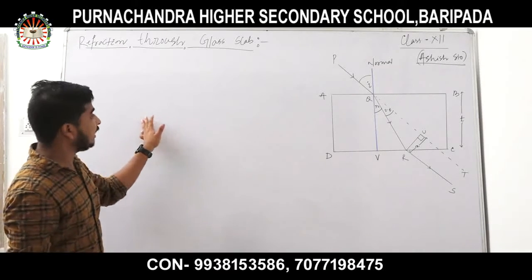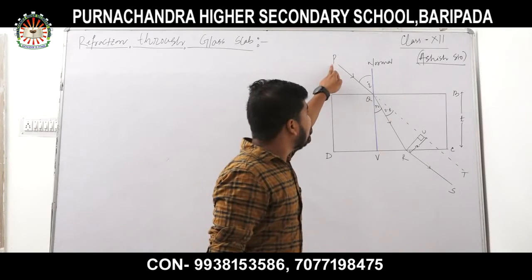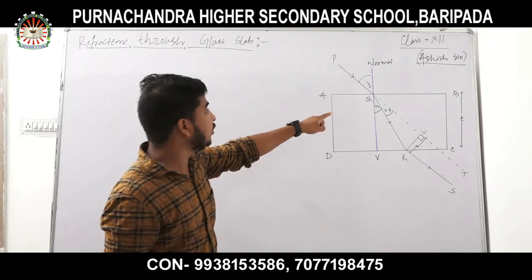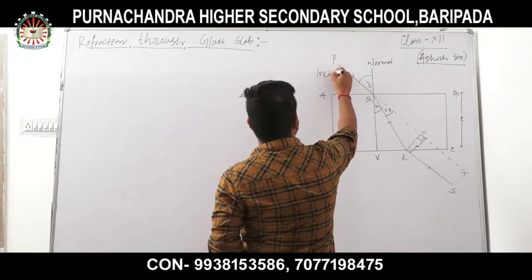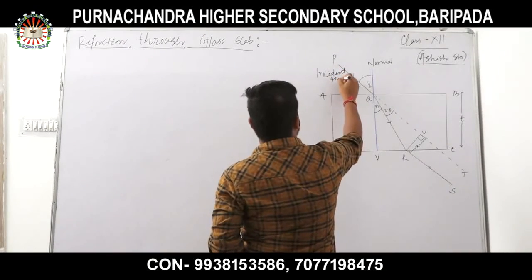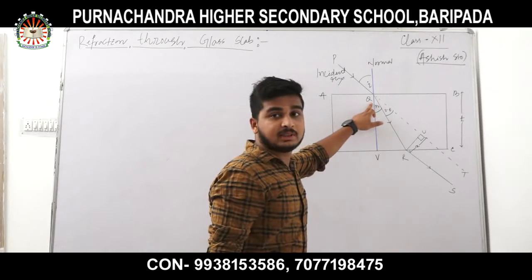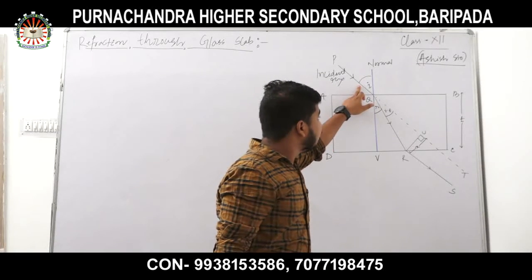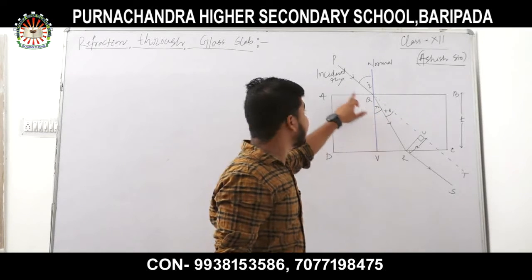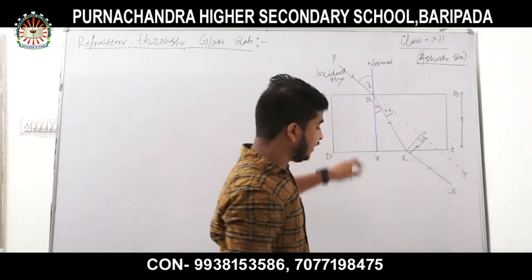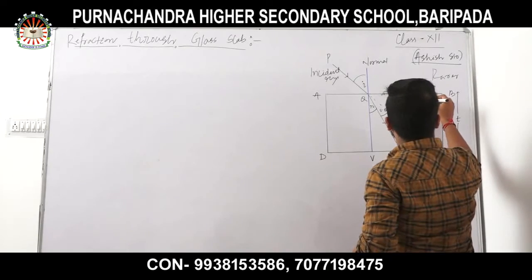So let's start. A ray of light coming obliquely and incident at point Q, that is, PQ is the incident ray. When it is incident at the point of incidence Q with an angle i, it will bend towards the normal, because the first medium is rarer and the second medium is denser.